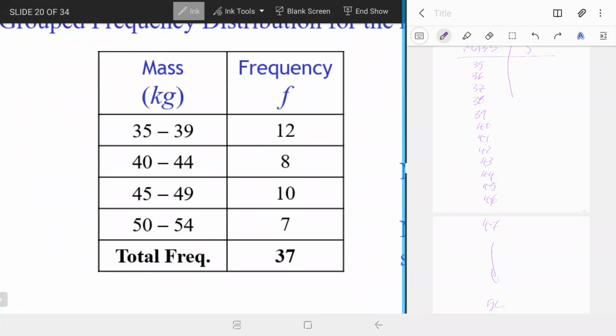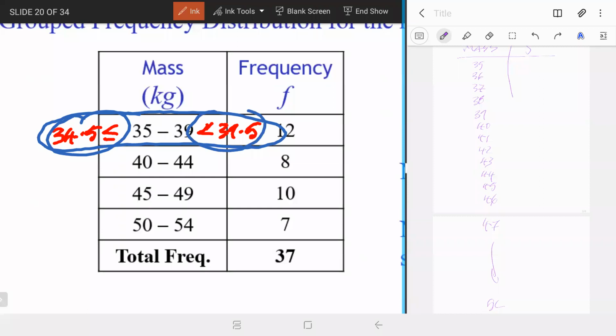The groups also have boundaries. So the first group can take values from 34.5 up to less than 39.5. What I find in recent times is that CXC has started to give the table with values written like this, with the less than or equal to and the less than. They have started to do that more frequently these days.